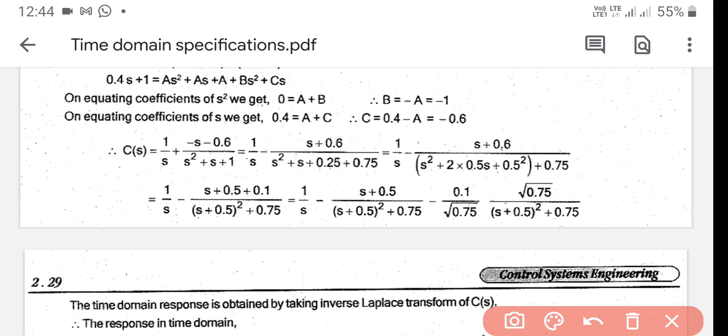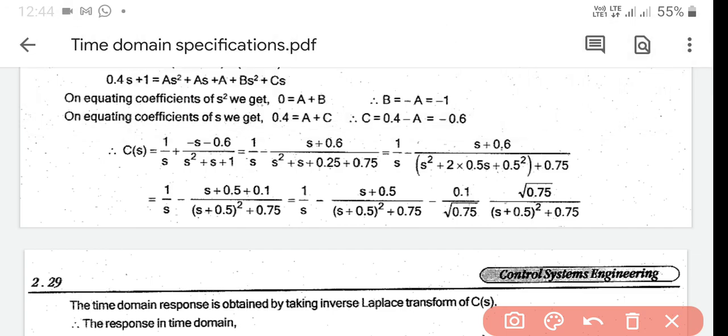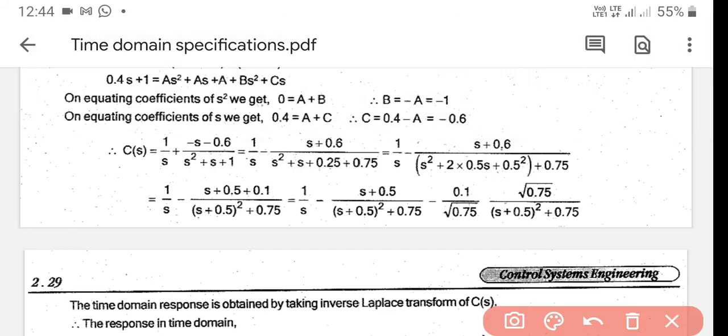Okay, in the numerator you are writing it as s plus 0.6 by s square plus 2 into 0.5 into s plus 0.5 whole square, plus 0.75. Now you are writing this in the form of 0.5 whole square plus 0.75.